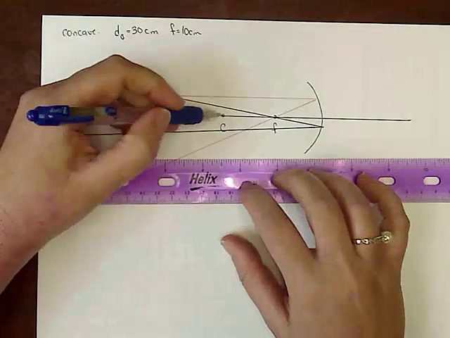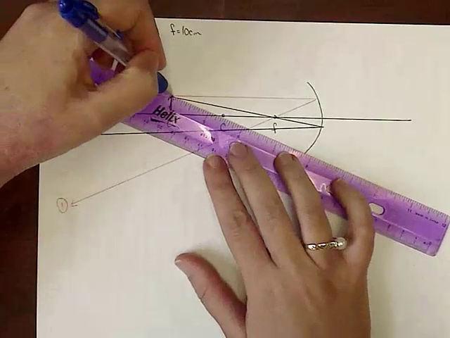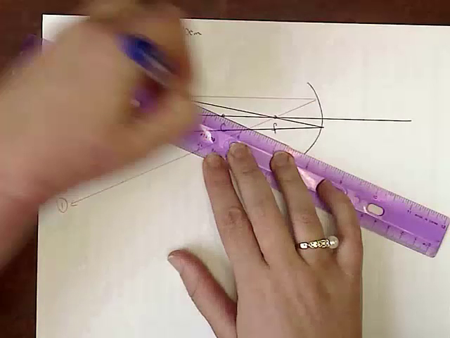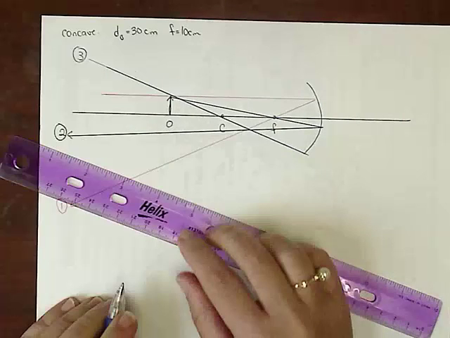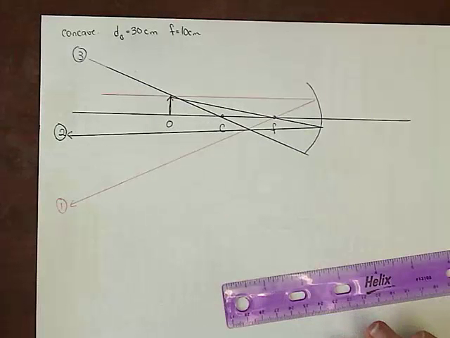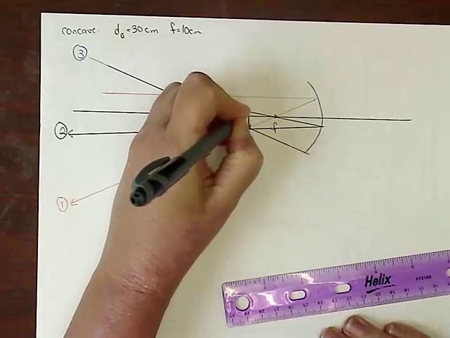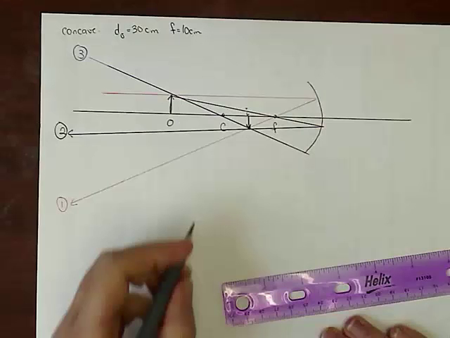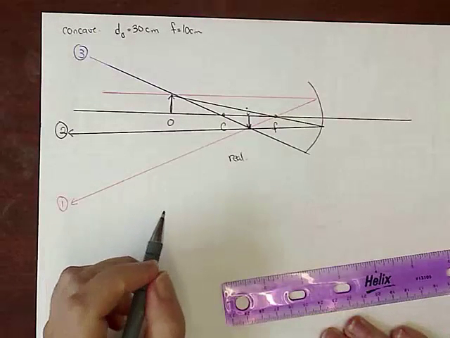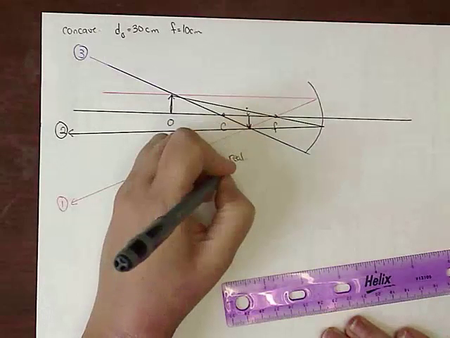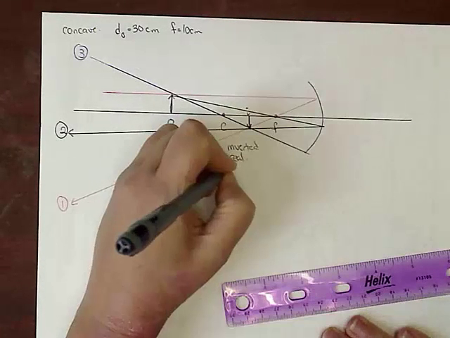All right, ray 3, it's going to come in through the tip of the arrow and the center of curvature and bounce back on itself. So there's ray 3, like that. Now I'm looking for where all 3 of those meet, and it looks like they meet right here. So there is the tip of my image arrow. So there's my image. So I would say my image is real. It's on the same side of the mirror that the light comes from, so the light really goes through it. It's inverted, and it looks to me like it's smaller.